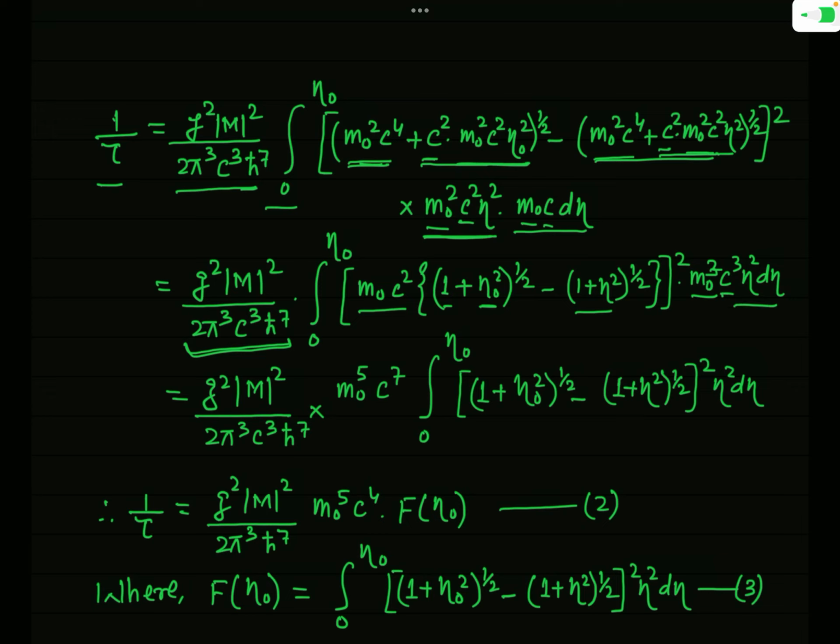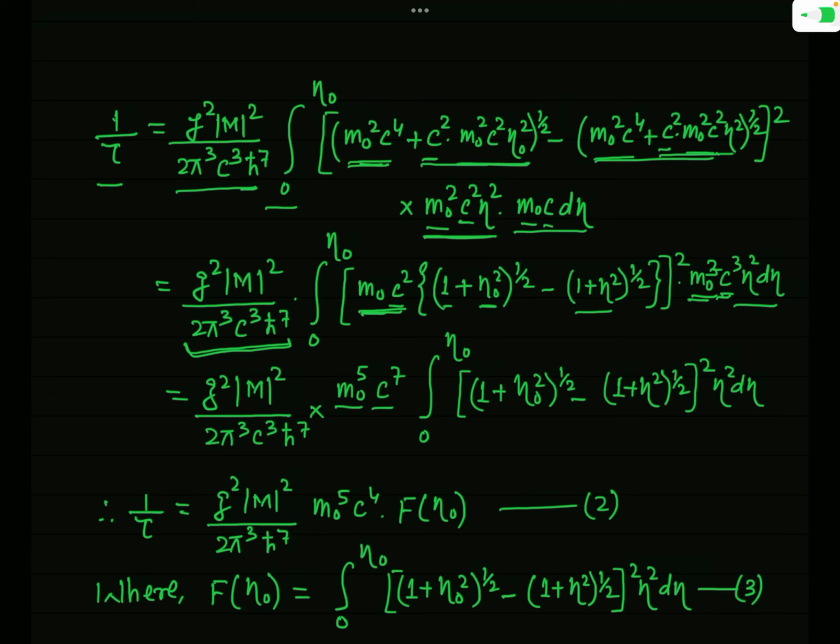Now m naught c square is under this square, so this will be m naught square c4, and outside there is m naught cube, so this will be m naught to the power 5. And this is constant, so it is outside of the integral. And this c square, after squaring, will become c4, and here is c cube, so this will be c raised to the power 7. This is simple algebra.